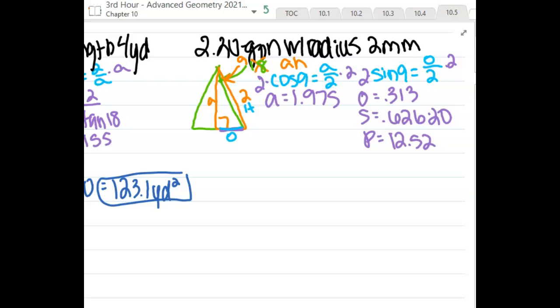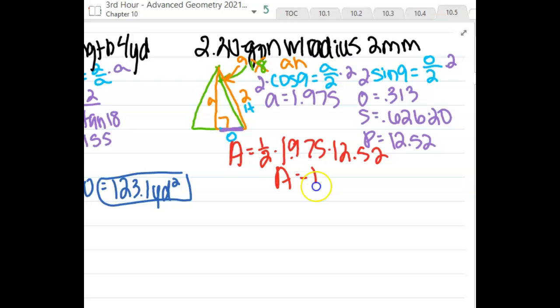Okay, so to find the area, I need the apothem and I need the perimeter. We're going to plug them in. So the area is 1/2 times the apothem, 1.975, times the perimeter, 12.52. And for these ones, we can round to the nearest tenth. You should get about 12.4 millimeters squared.